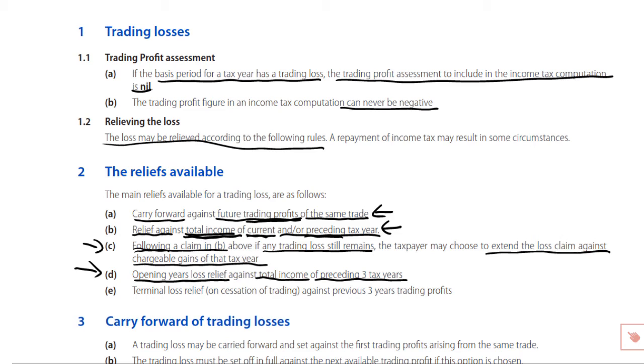But in reducing the income of those earlier tax years for which you will already have paid the tax, that would generate immediate repayments. So here again a sensible and a good move from revenue. They are allowing the trader who starts to trade and pretty much straight away sustains losses to get an immediate cash back as regards the use of that loss by going back against total income of the preceding 3 tax years.